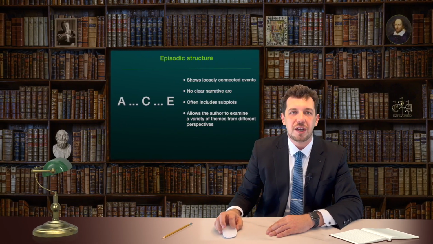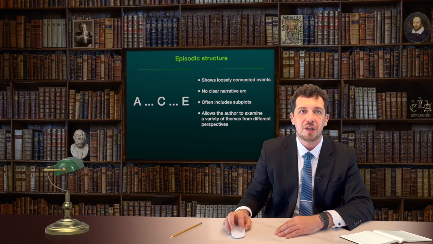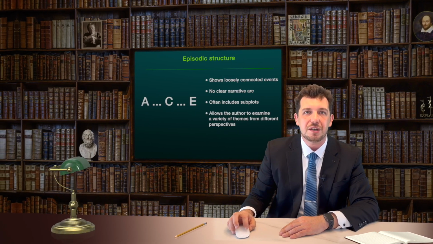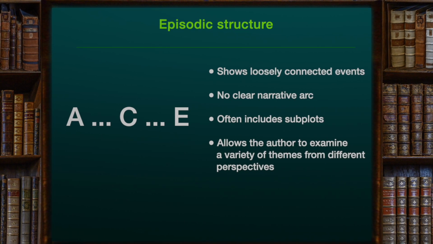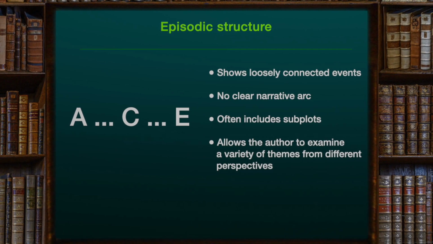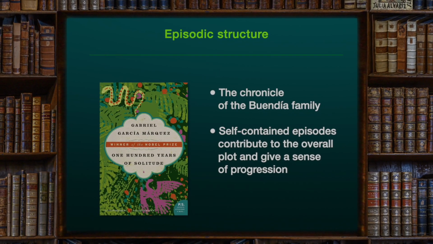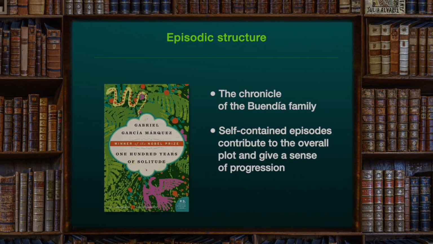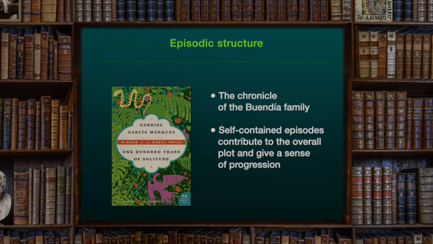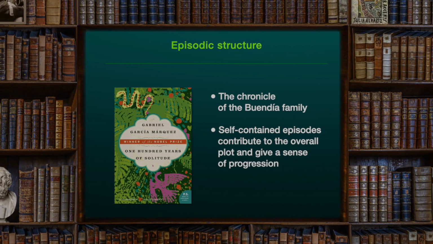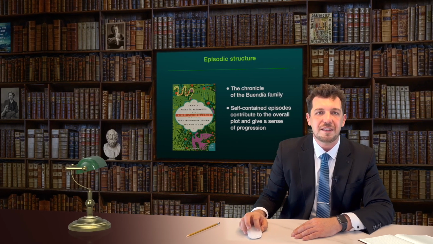An episodic structure does not have a clear narrative arc, but rather a series of self-contained episodes, each focusing on a specific event, character, or theme. This structure allows the author to explore different aspects of the plot and examine characters and themes from a variety of perspectives. The novel 100 Years of Solitude describes the lives of 7 generations of the Buendia family. While each episode in the story focuses on specific characters and themes, these episodes contribute to the overall story, which begins with the founding of the town of Macondo and ends with its decline.